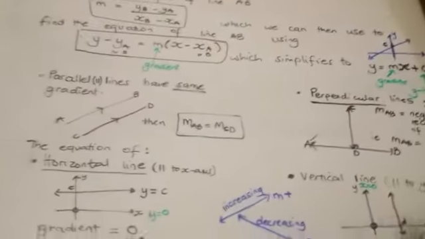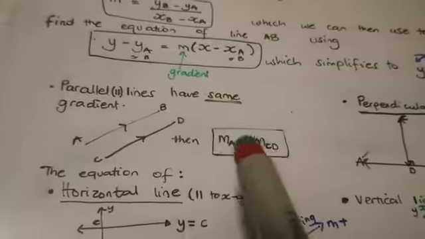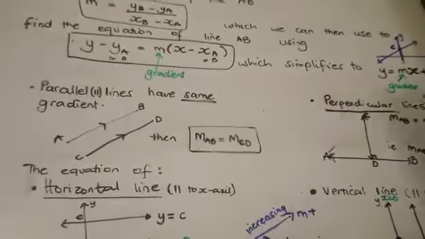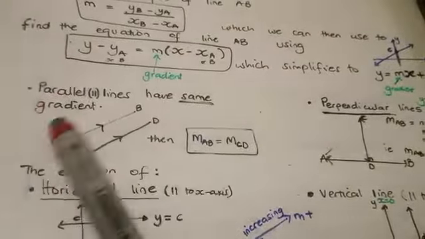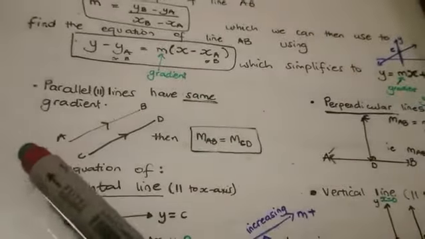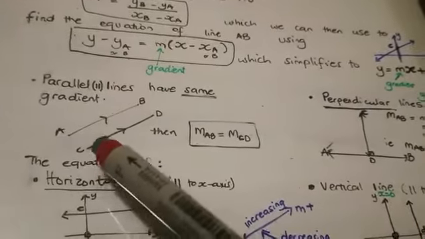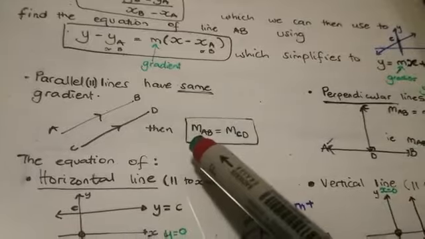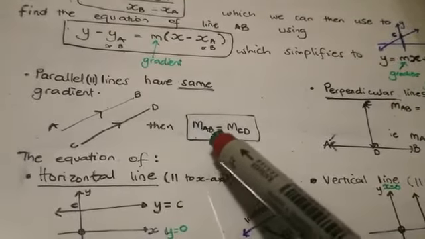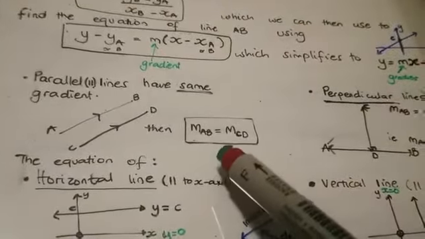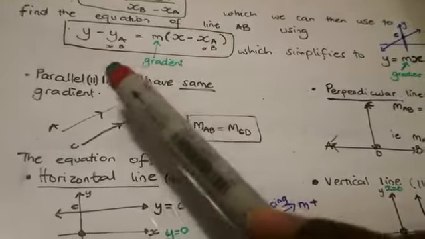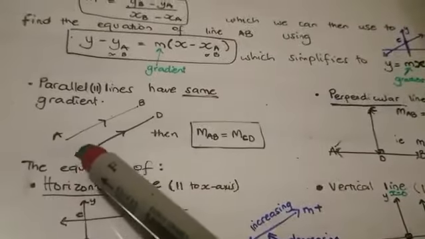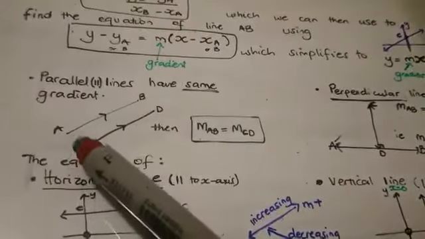Parallel lines will have the same gradient. This is just a recap of the things that you did, that's why I've written all of them here. The parallel lines will have the same gradient. So that means if I have line AB, which is parallel to line CD, then their gradients are going to be the same. The gradient of AB is the same as the gradient of CD. Then if you know the gradient of this one, you can use the gradient of AB to find the equation of the line CD.